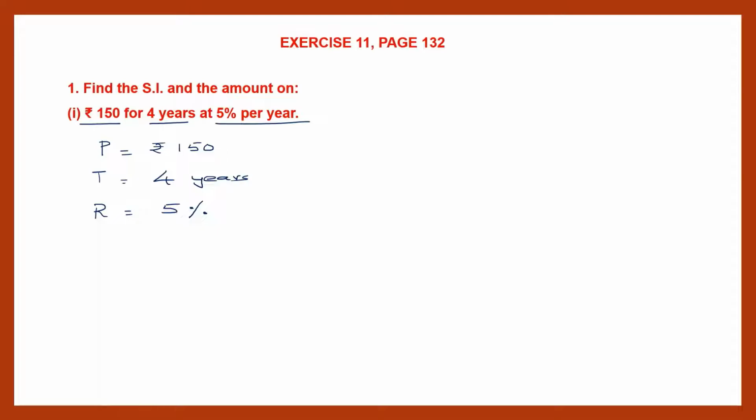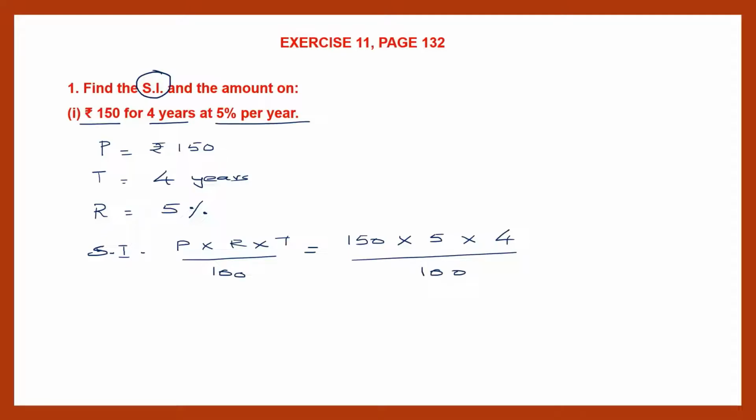Now, what are we asked to find? First, we're asked to find the simple interest. So let's write simple interest. Now, think of the formula that we learned. To find simple interest, we write P into R into T divided by 100. So let's substitute the values. P is 150, R is 5, time is 4, and we're going to divide this by 100. So cancel what you can. So here I'm going to first cancel the zeros. Then I'm going to cancel 5 and 10. 5 ones are 5, 5 twos are 10.